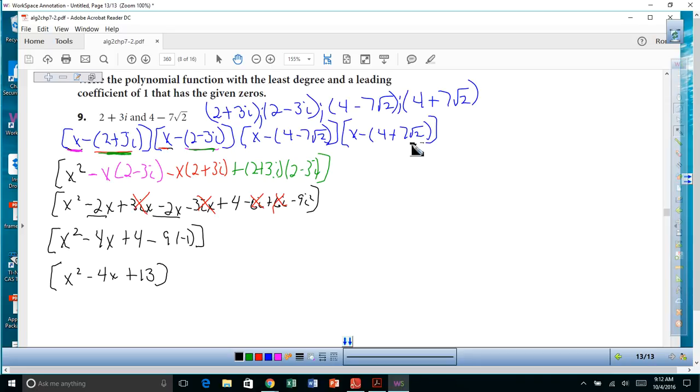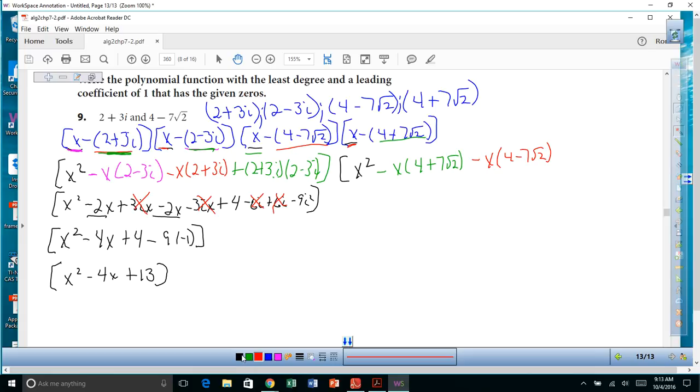Now let's go over here and do the second half. First times first gives you x squared. Then we have outer times outer, and that's going to give you minus x times 4 plus 7 times the square root of 2. All right, good. Then we have inner, these two here. You've got a negative and a positive, so it's going to be minus x times 4 minus 7 times the square root of 2. Okay.